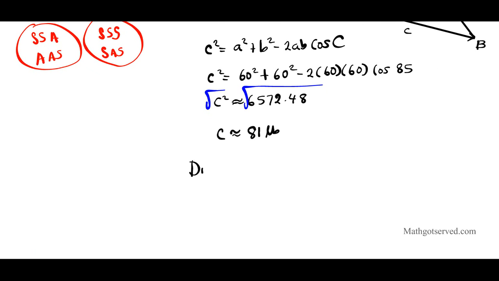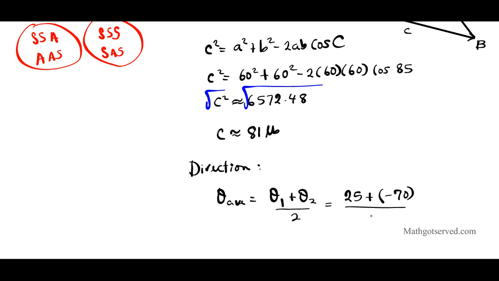So direction, I'm going to average the angles. So direction, I'm going to use theta average. Theta average is basically the sum of the two angles, theta 1 plus theta 2, over the number of angles, which is 2. Okay? So theta 1 is the 25-degree angle. The second one was negative 70. So where is the middle of these two? That's what we're looking for. When we add them up, negative 25 plus 70, we have negative 55 degrees. When you divide it by 2, you're going to get negative 22.5.